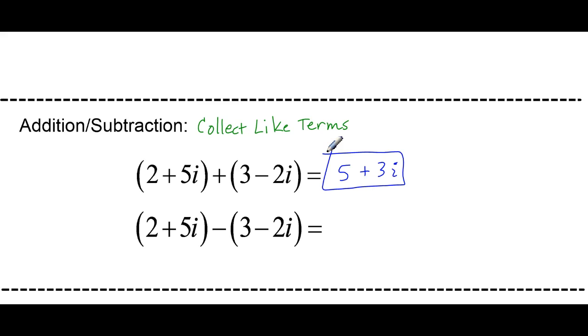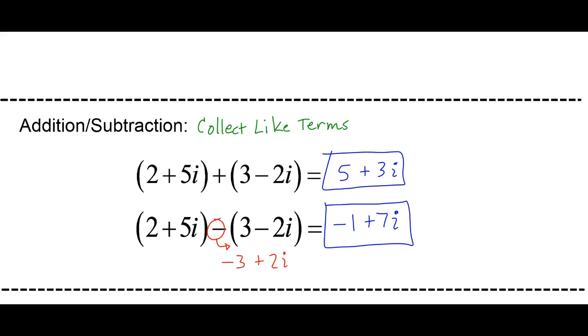Subtraction, you might want to distribute the minus sign first, just like you would with polynomials. So you would have a negative 3 and a plus 2i. So this one here would add up to 2 minus 3 is negative 1. 5 plus 2i is 7i. So if you know how to work with x for adding and subtracting, from learning how to do polynomials back in Algebra 1, you can already add and subtract with complex numbers.